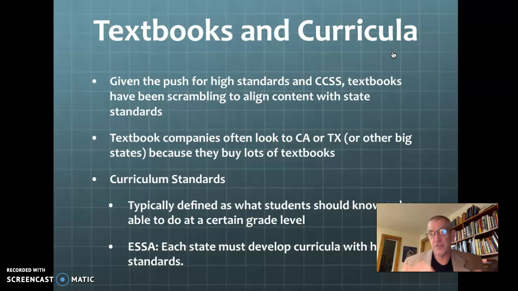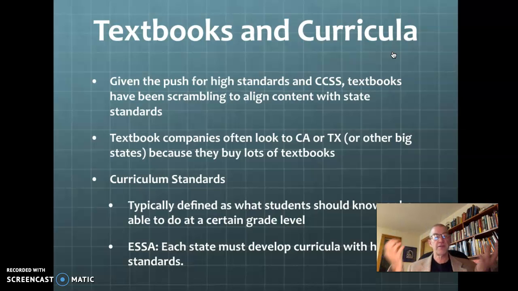So that's just something to be aware of, that you can't take your book and use that for curriculum. Most of the time, you need to write your curriculum and then find a textbook that works for you. Otherwise, you're just going to be adopting someone else's curriculum. So typically, what your curriculum includes is not only the range of things that students are going to be doing, but what they ought to know, especially what they ought to know at a certain grade level.